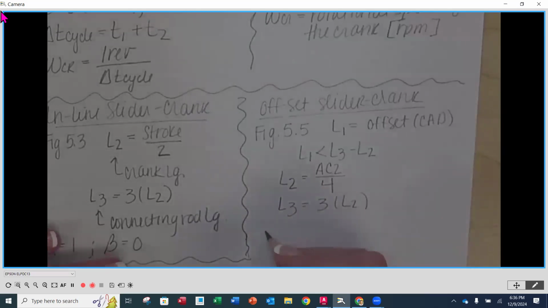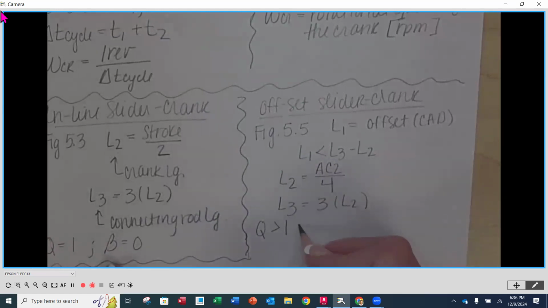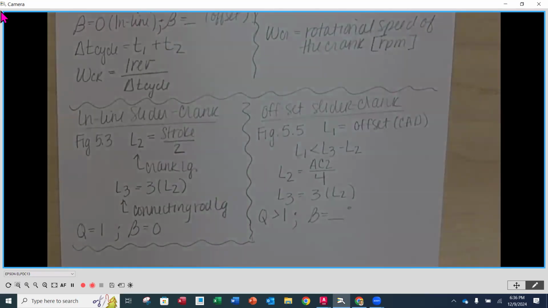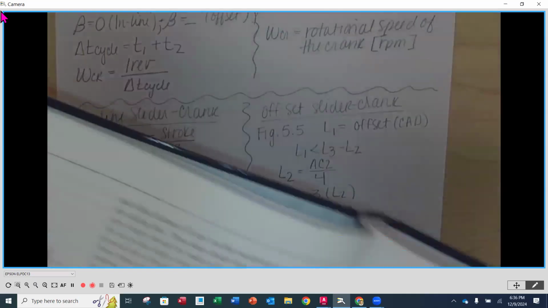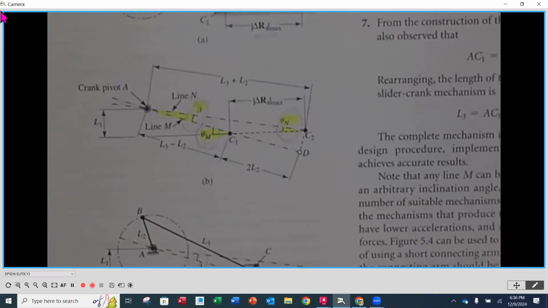Now, we already know that Q is going to be greater than 1. All right. And we'll get that. I believe it's going to be given in our problems that we look at. Okay. We also know that beta is going to equal a number. So we're going to be calculating a beta. There's going to be a number there. It's not going to be 0. Okay. Now, to use beta, we're going to have to look at a little bit more construction here. Okay. And we'll also do this. I'm going to show you this in CAD. I'll demonstrate it for you.